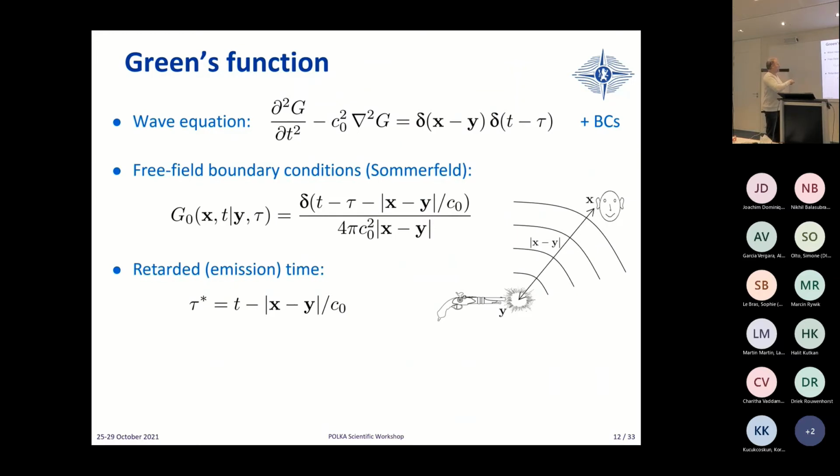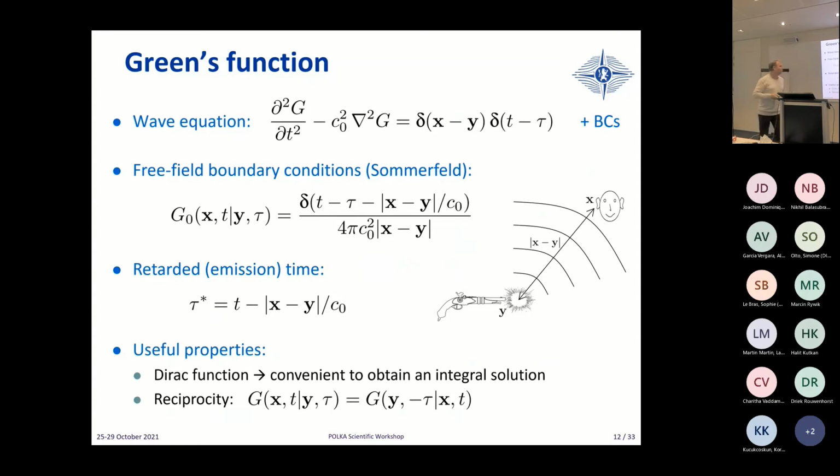So tau star is the solution of the so-called retarded time equation that gives you the time at which you must know your source if you are interested in the acoustic field at a certain position x and at a certain time t. So if I'm interested in knowing the noise now, I must know what he said a couple of milliseconds before, because we have the time of propagation. And the time of propagation is, of course, the distance divided by the speed of sound. So it's trivial.